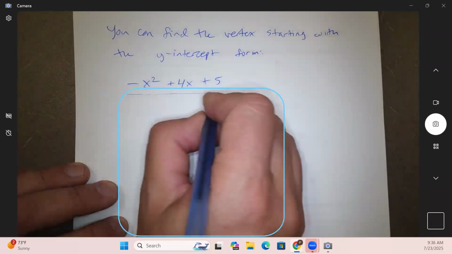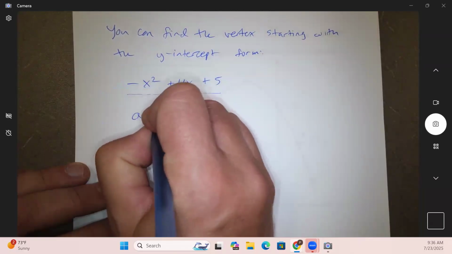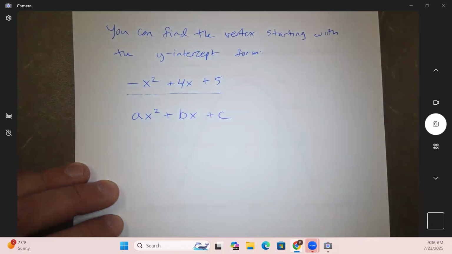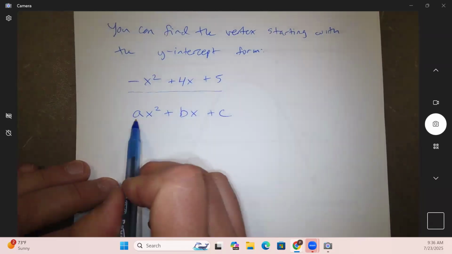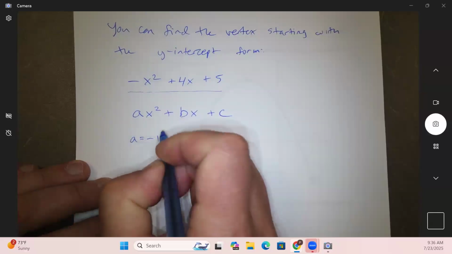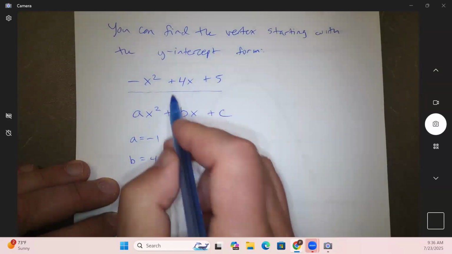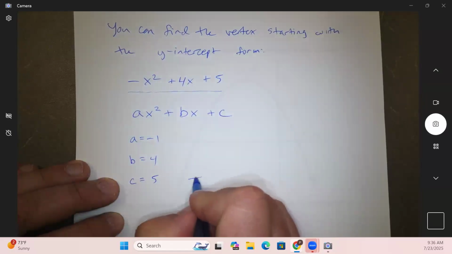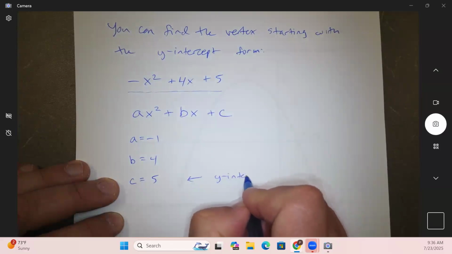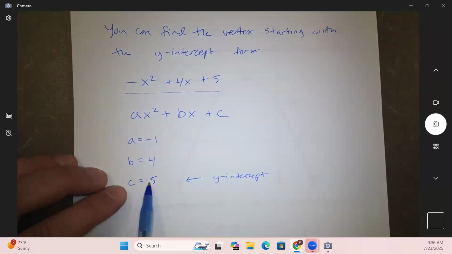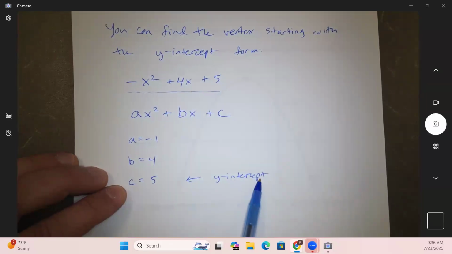In general, this y-intercept form, we could represent it as ax squared plus bx plus c. That's the most general way to write down a quadratic function. In our case, a is -1 because there's a minus, b is 4, and c is 5. We call it standard form? Yep. I call it y-intercept form because there's a y-intercept, but yeah, standard form. So c tells you the y-intercept, awesome.